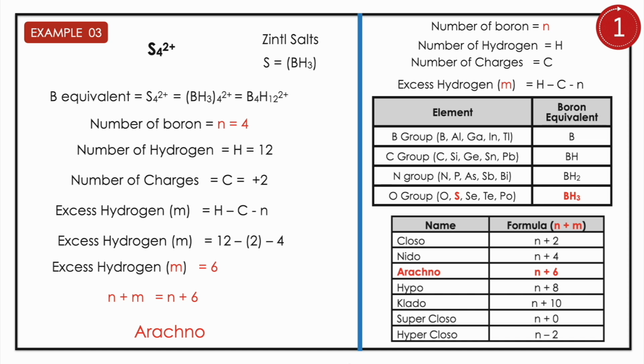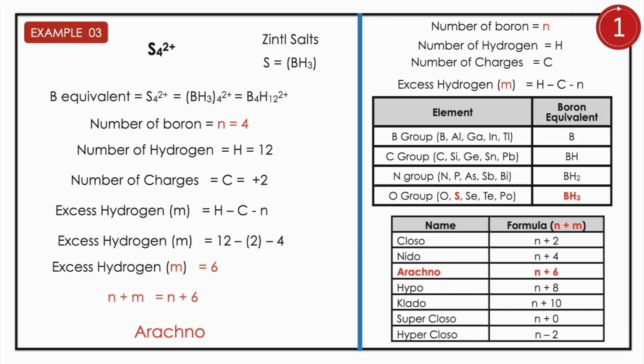Sulfur is in the oxygen group, so S equals BH3. If you substitute it, the structure becomes (BH3)4 2+. If you rewrite it, you have B4H12 2+. The compound becomes a simple borane, so we apply Wade's rule.